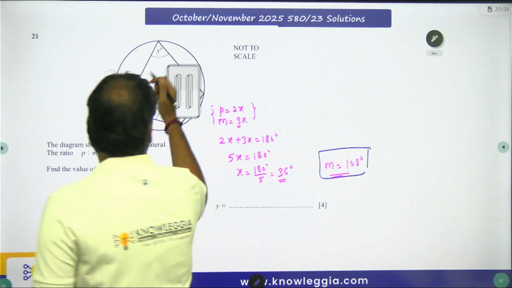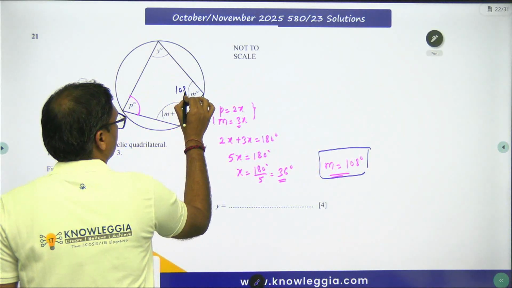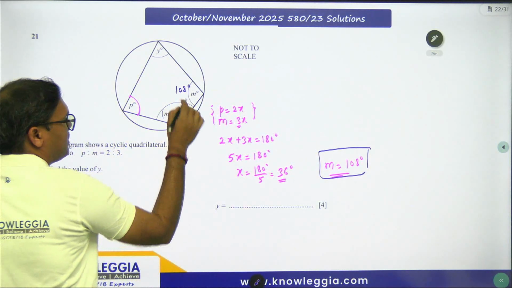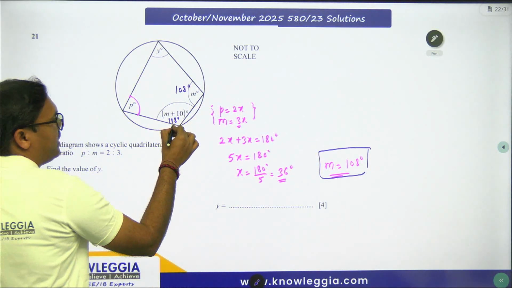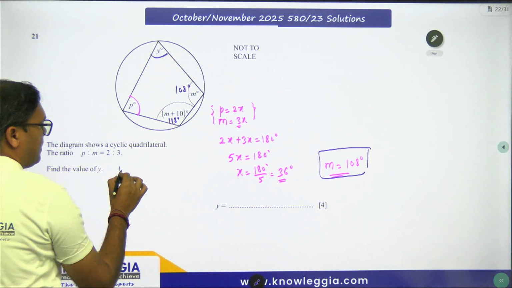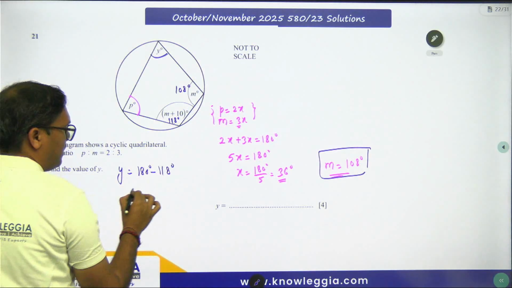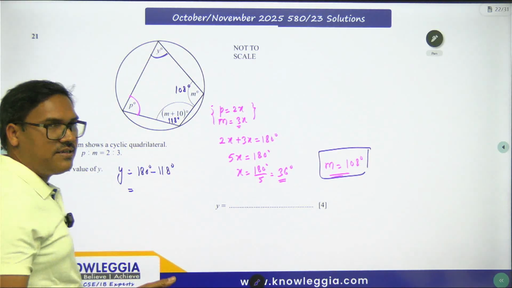Now if this is 108 degrees, this will become 118 degrees plus 10, correct? Now if this is 118 degrees, I can easily find this. y will be equal to 180 degrees minus 118 degrees. Why? Because again the sum of angles is 180 degrees.